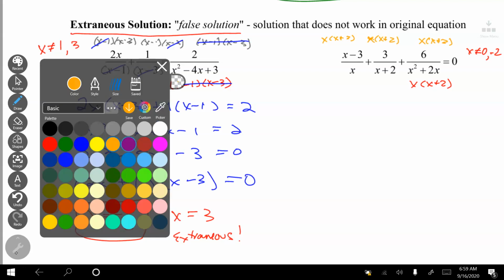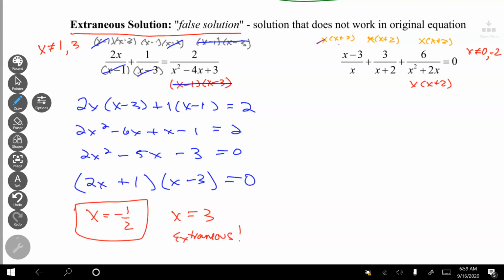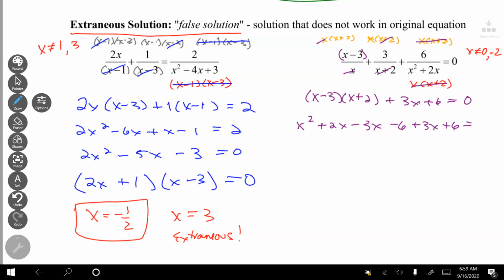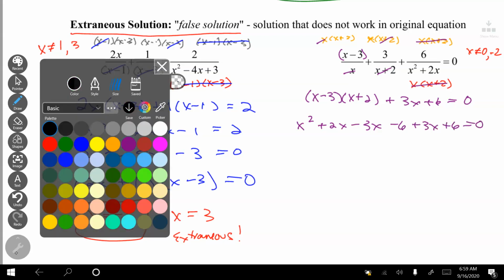So when I multiply this out, the x's cancel. All parentheses around this. X minus 3 times x plus 2. X plus 2 cancels out. Plus 3x. These cancel out both. Plus 6 is equal to times 0 is 0. I FOIL this out. I get x squared plus 2x minus 3x minus 6 plus 3x plus 6 is equal to 0. I combine some like terms.